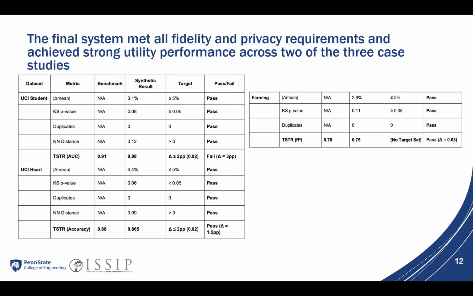Where we had our issue, as I mentioned before, was on our student data set, where the AUC dropped from 0.91 to 0.88, which made a 3-point gap, which was more than our 2-point threshold. But we know that data sets containing large categorical variables cause some issues for the VAE in modeling.